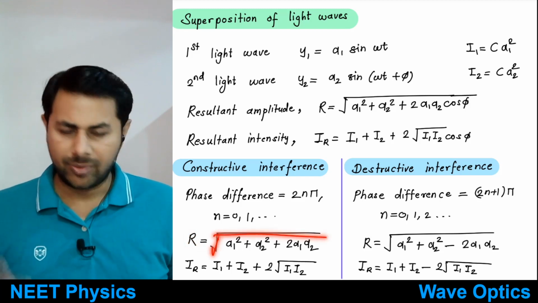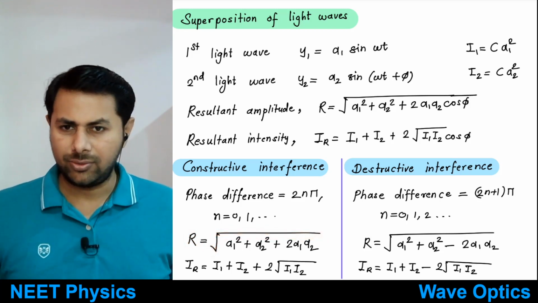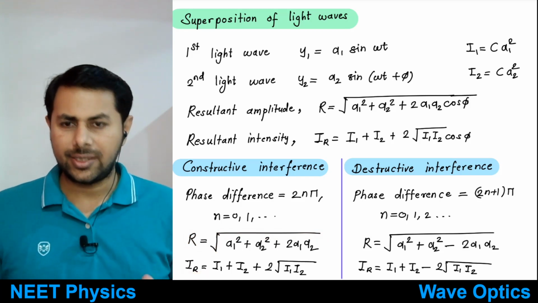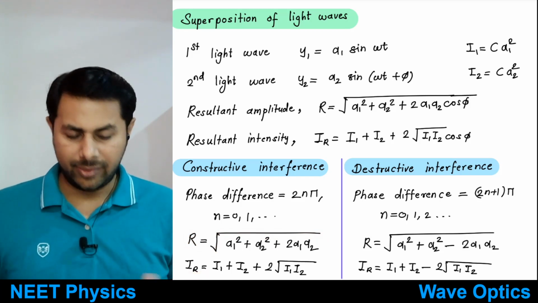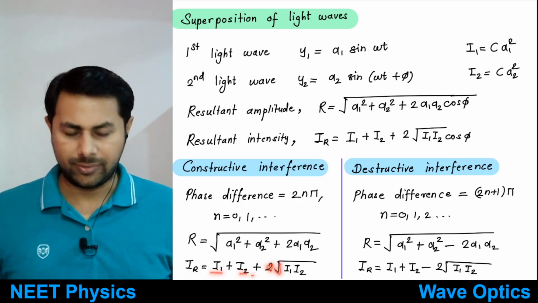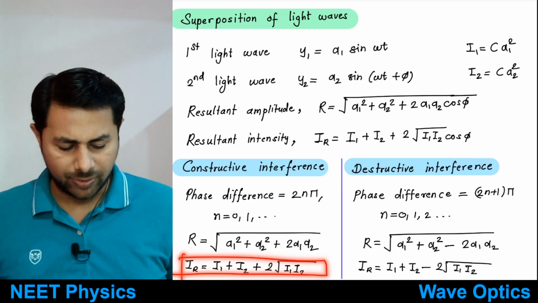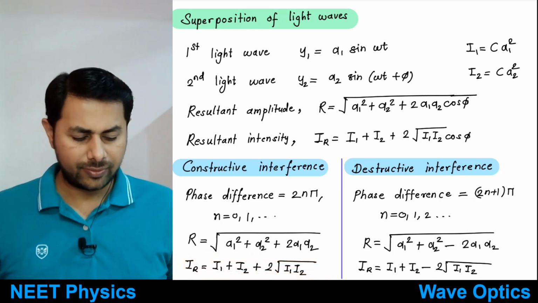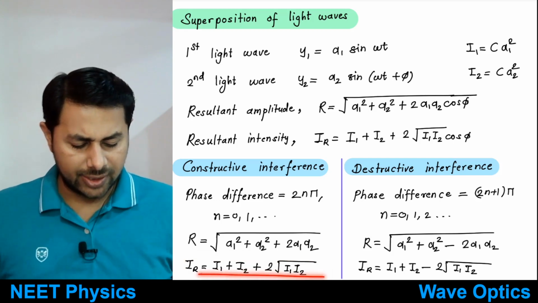It would be square root of a1 square plus a2 square plus 2 a1 a2. Okay, and what about the intensity? The resultant intensity would be maximum, and that is equal to I1 plus I2 plus 2 times square root of I1 I2. Okay, so we need to remember these formulas, and we had seen them in the waves also. Okay, so this is for the constructive interference.